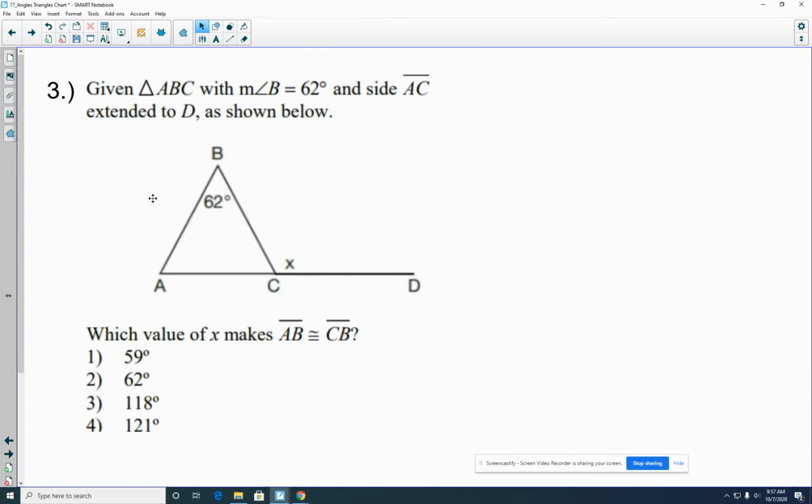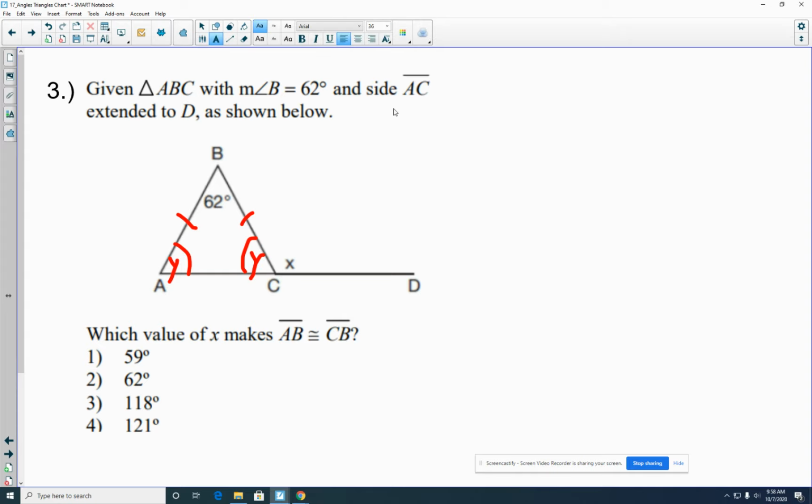All right, so let's take a look at this question here, number 3. We have triangle ABC. Angle B is 62. AC is extended to D. What value of x would make AB congruent to CB? So first, if I need to make them congruent, I want AB and CB equal. And if AB and CB are equal, well then this angle and this angle have to be equal. Okay, so x is already used. Let's make this angle y. And this is angle y. This has to be angle y.